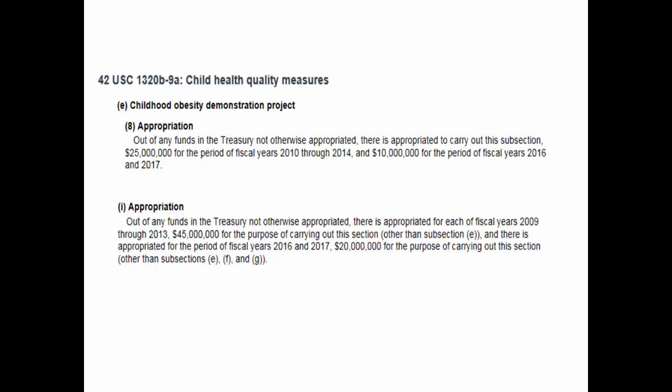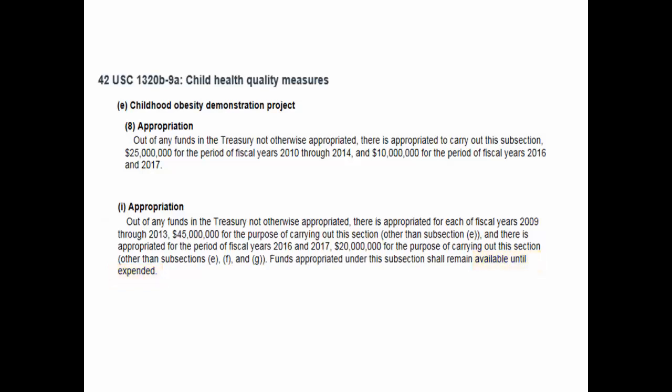This appropriation in paragraph E8 of the Childhood Obesity Demonstration for the period of fiscal years 2016 and 2017 resulted in a 2-year account. But similar language in paragraph I for the Child Health Quality Measures activity in the same bill was overridden with available until expended language.